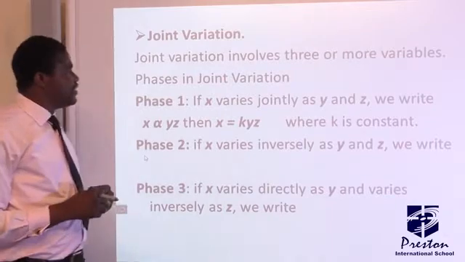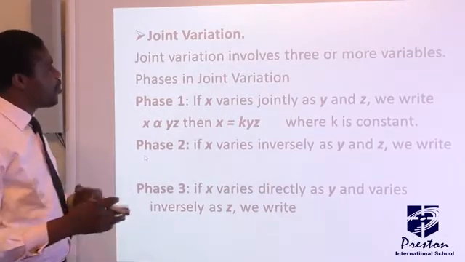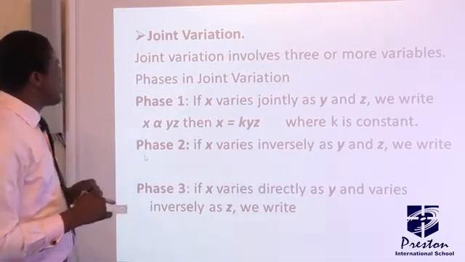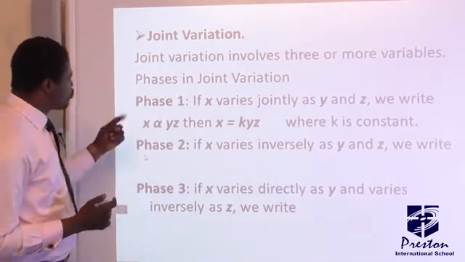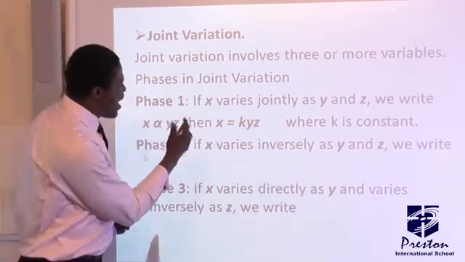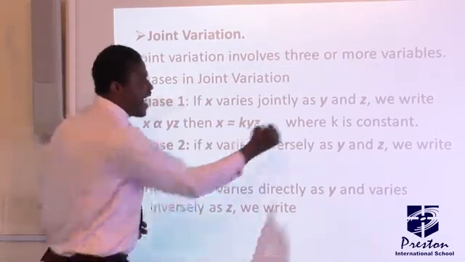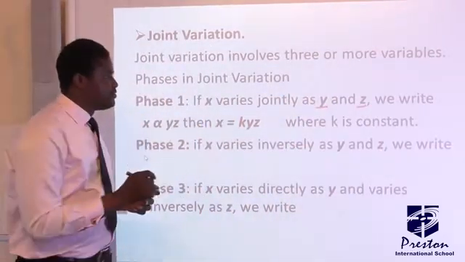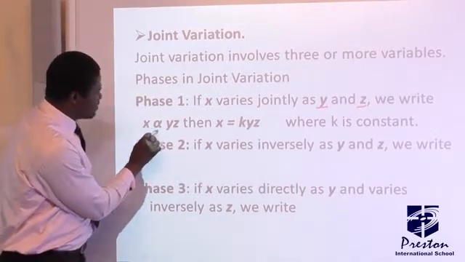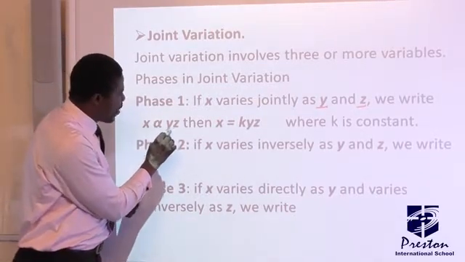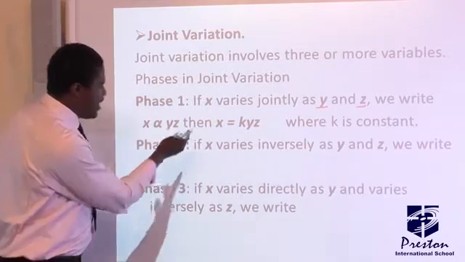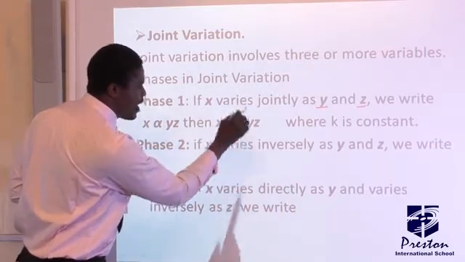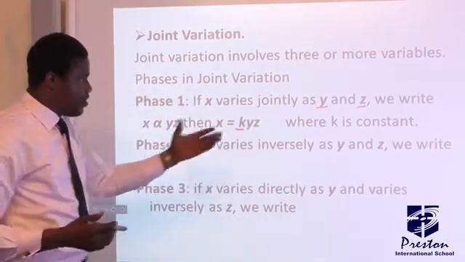Now, we have joint variation. Joint variation involves 3 or more variables. So, that is why we have different conditions under joint variation. Now, we talk about phase 1. Phase 1, if x varies jointly as y and z. At this point, jointly, that is why we have it in this form. x directly proportional or varies as y, z. Then this implies x is equal to k, don't forget, constant, y, z, where k is constant.